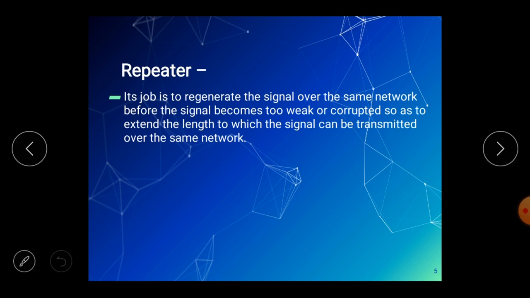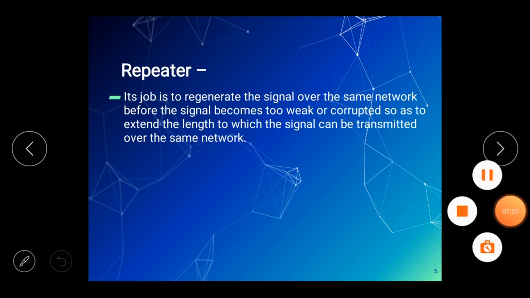You can understand it like this: three friends are standing in a row, first friend, second friend and third friend. The first friend calls the third friend at the other end, and the voice cannot reach that person. So the friend in the middle calls again, and after that the person at the end is able to hear what you are saying. The work of the repeater is similar to the friend who is standing in the middle of the path.